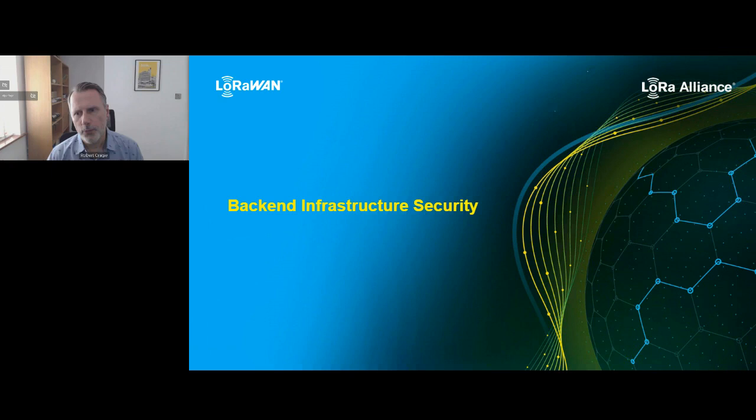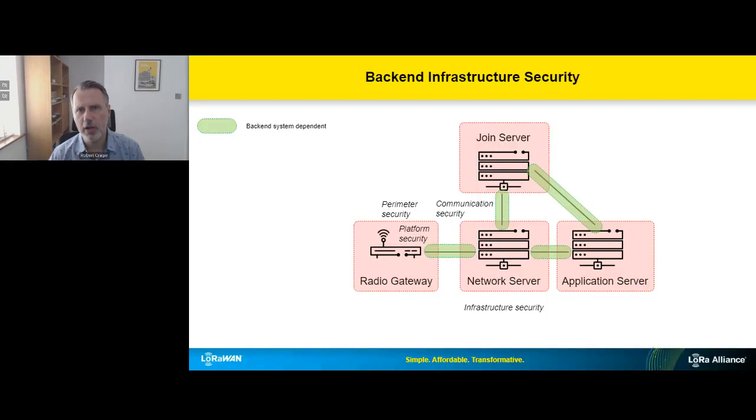I'll be, first of all, talking about the back-end infrastructure security. Alper's already mentioned a little bit about this, so I'll just go into a little bit more detail. In the back-end, we have these network elements: radio gateway, network server, join server, and application server, which Alper's already introduced. And we have to consider here the perimeter security, the platform security, and the communication security.